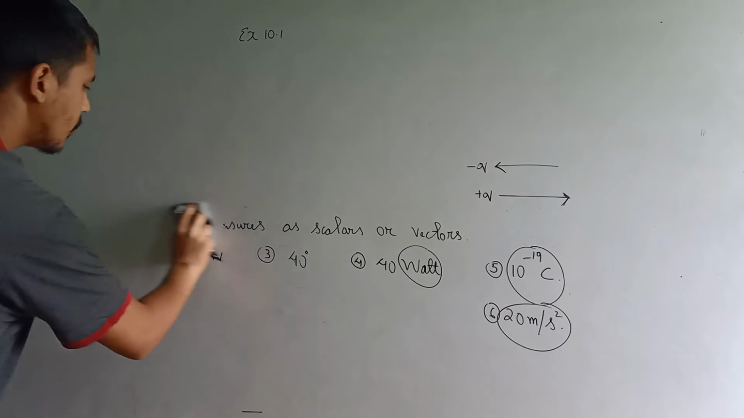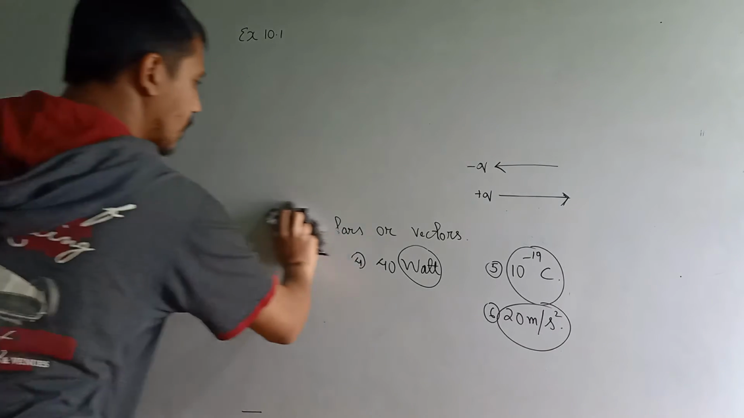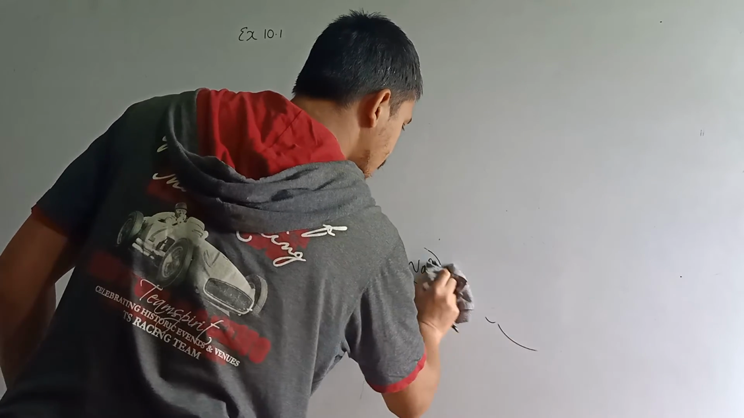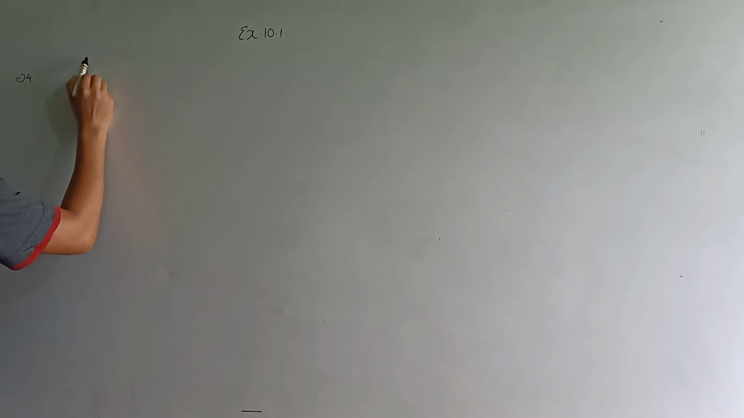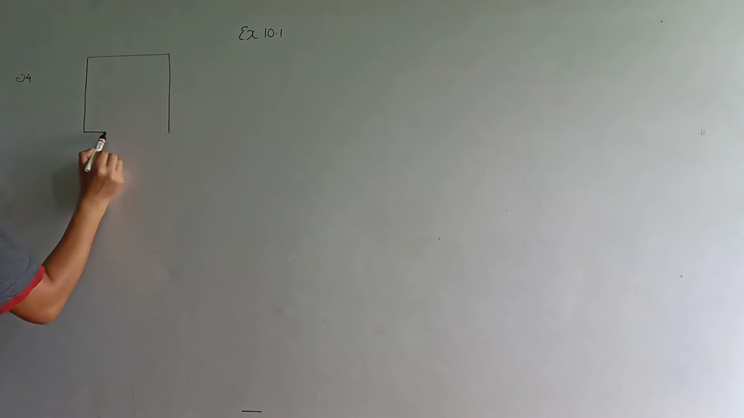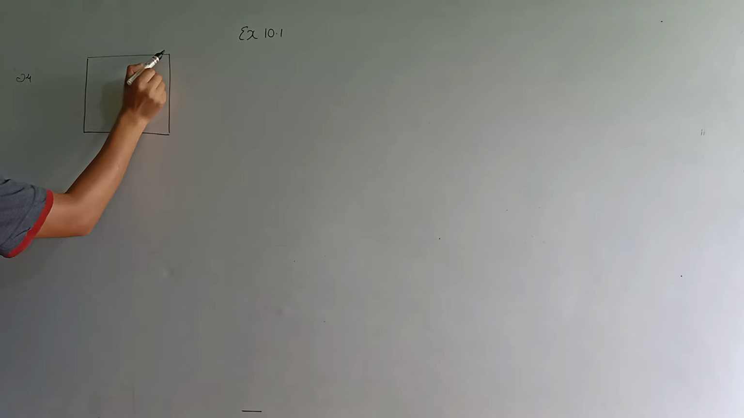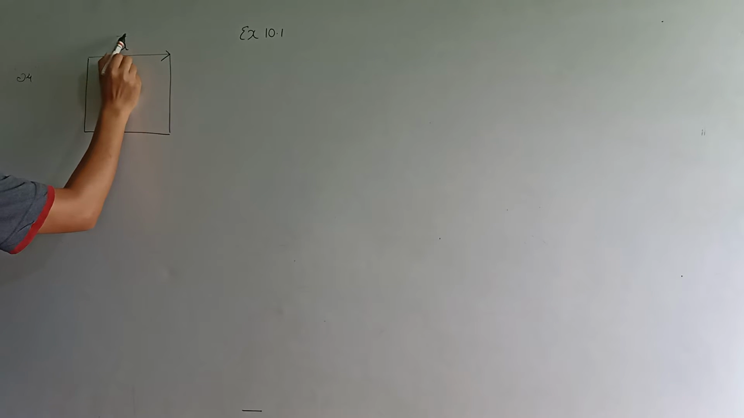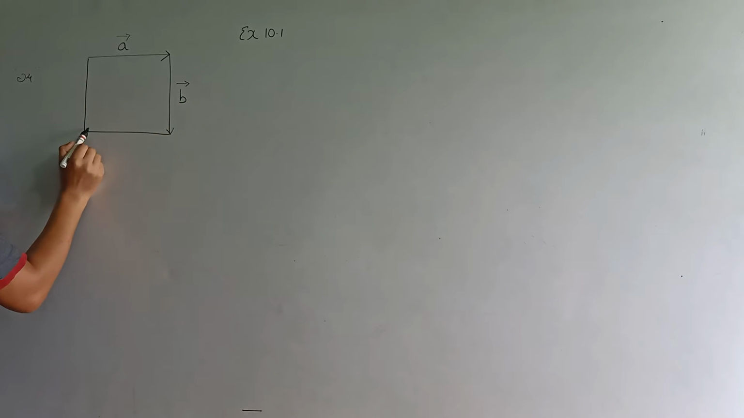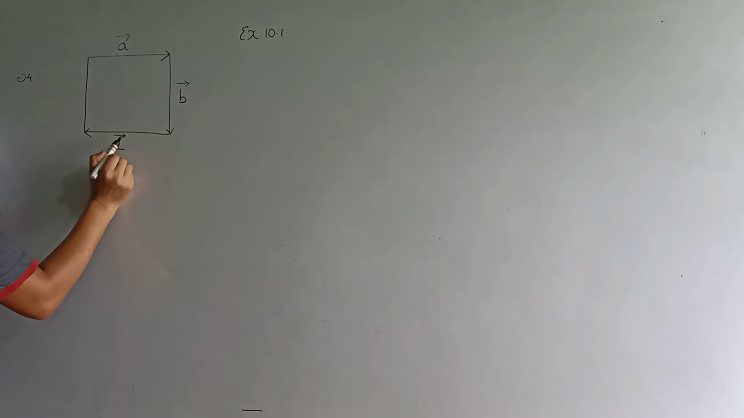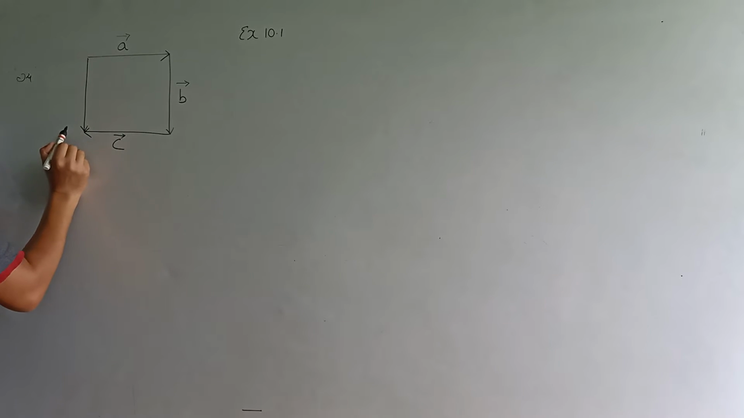In question number 4, what do we have? There's a figure given. A square is given in which the 4 sides of the square are represented by 4 vectors. Square means all sides are equal, right? So the side of this square is represented by the vector A, side of this square by vector B, side of this square by vector C, and side of this square by vector D.